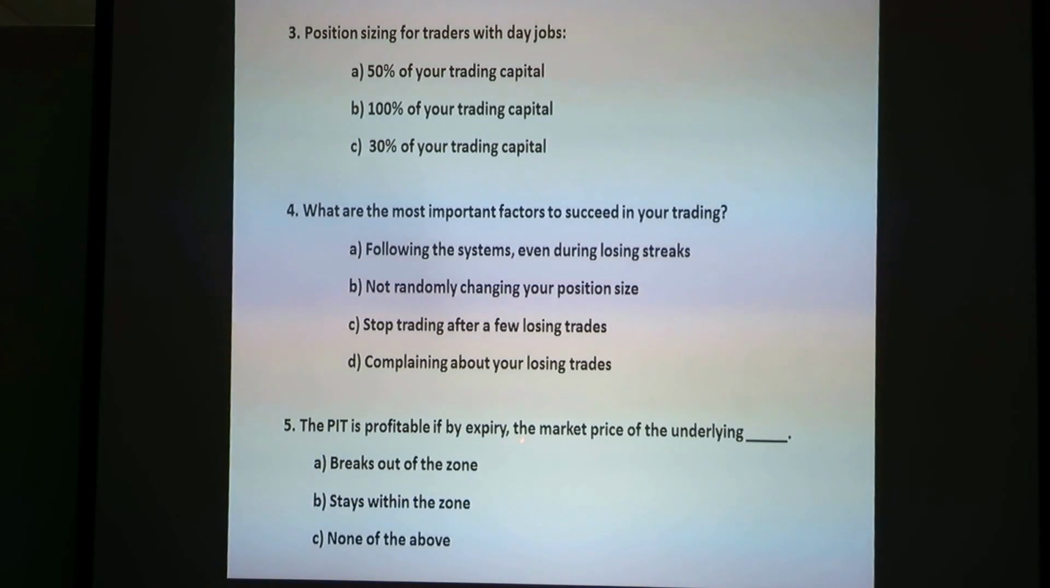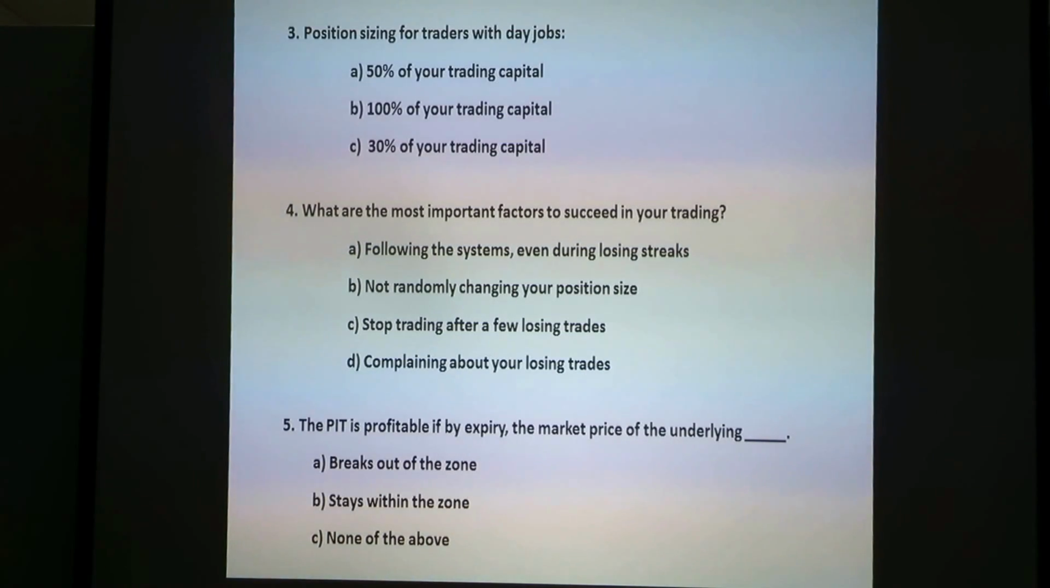Okay, number 5. PICS is profitable by expiry if the underlying market is which one? A, B or C? B. Now who said A? Who said A? B. I read somewhere it mentioned, I think there is A somewhere. Definitely B. Why? Because in the fixed development, the underlying must stay within the profit zone.